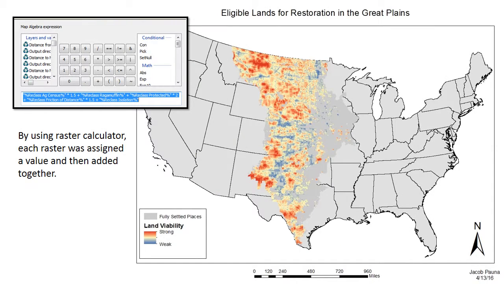This last map is just another combination of all the previous variable maps. It was created by using raster calculator and adding each of the variables together. Each raster was assigned a weight depending on its perceived importance so that it would have more or less of an effect on the final map's look. The most optimal areas are in red while the weaker ones are in blue.